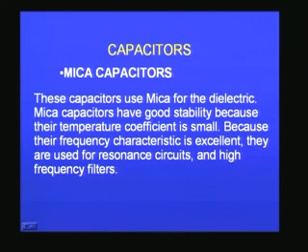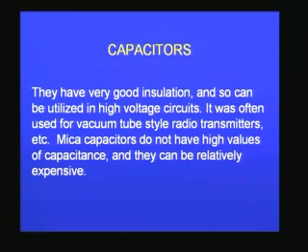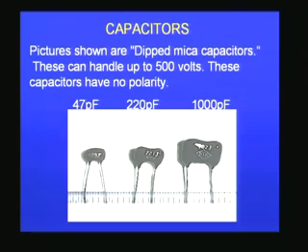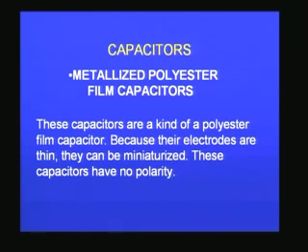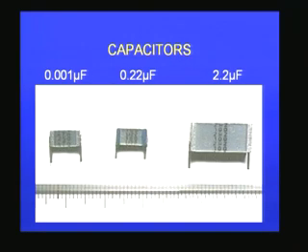And then you have mica capacitors, where mica is used as the dielectric material, and it is used for high frequency and resonance circuits. They have very good insulation. And you have dipped mica capacitors, which are the last thing: 47 picofarad, 220 picofarad, and 1000 picofarad are available. So, you also have metallized polymer film capacitors. They are much more rugged, they have no polarity, and the figure shows such metallized capacitors.